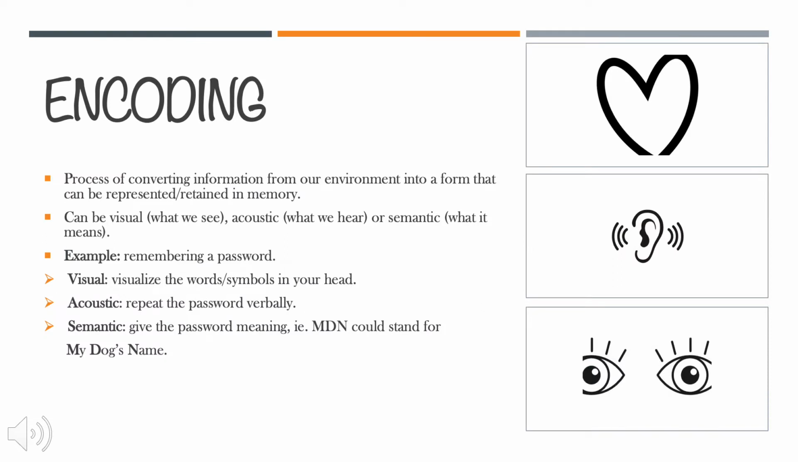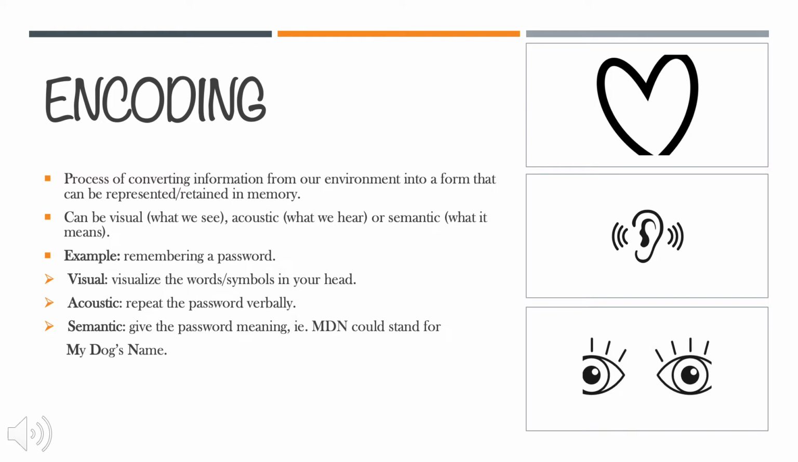Okay, so the first step in this process is encoding. Encoding is when we convert information from our environment into a form that can be represented or retained in memory. This can be an unconscious process, but it can also be a conscious process of us consciously trying to encode this memory so that we remember it. Usually these memories are in one of 3 forms: visual, what we see; acoustic, what we hear; or semantic, what it means.